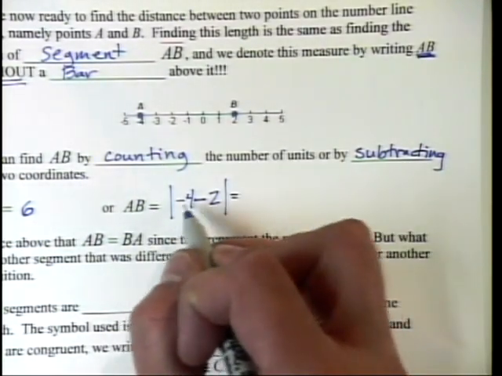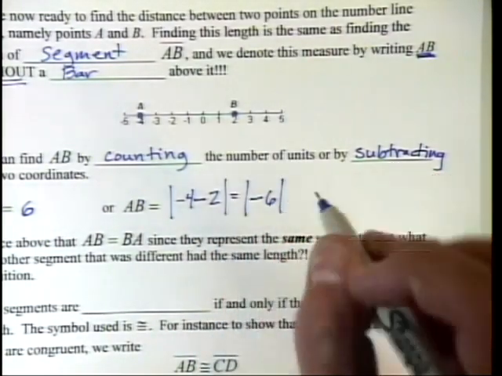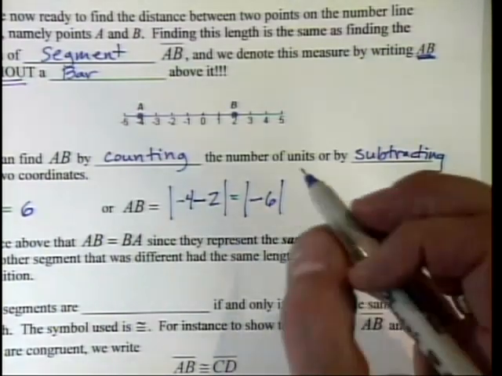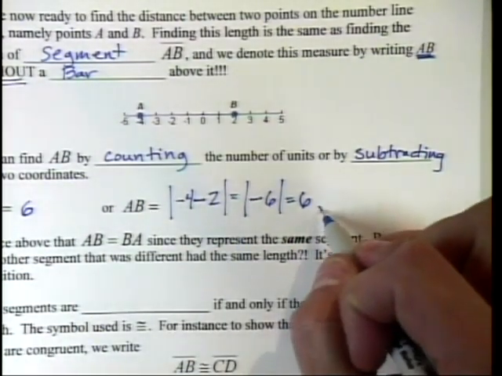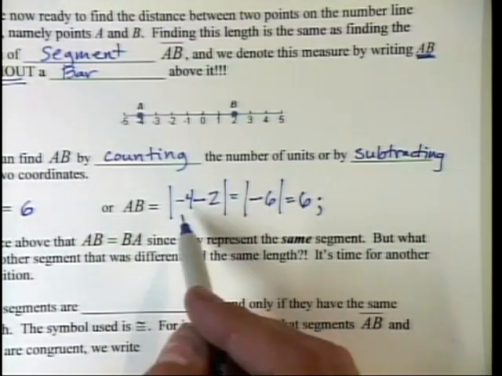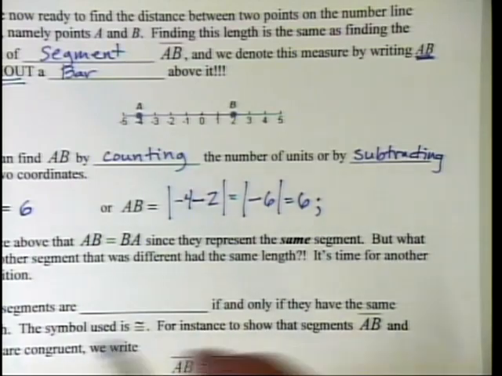Let's try it out. Negative 4 minus 2, you owe me 4, you owe me 2, you're going to owe me 6. All right, now the absolute value of negative 6 is, of course, 6. We get the same answer. Now let me show you that it doesn't matter which coordinate we start with. Over here we started with the coordinate of A. What if I'm just a B type of person and I want to start with B?